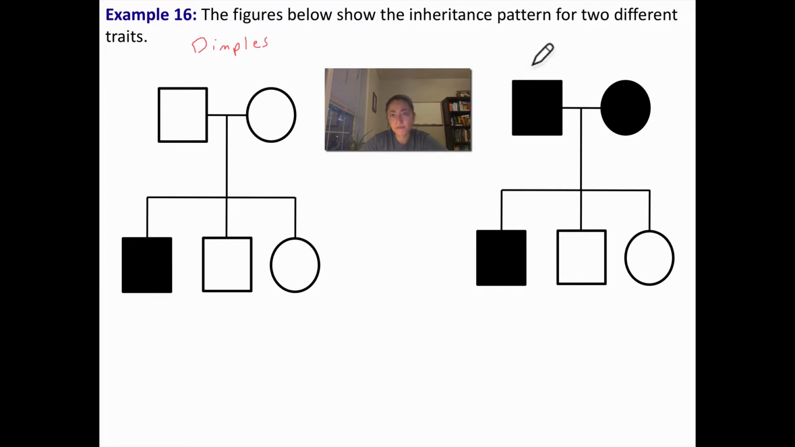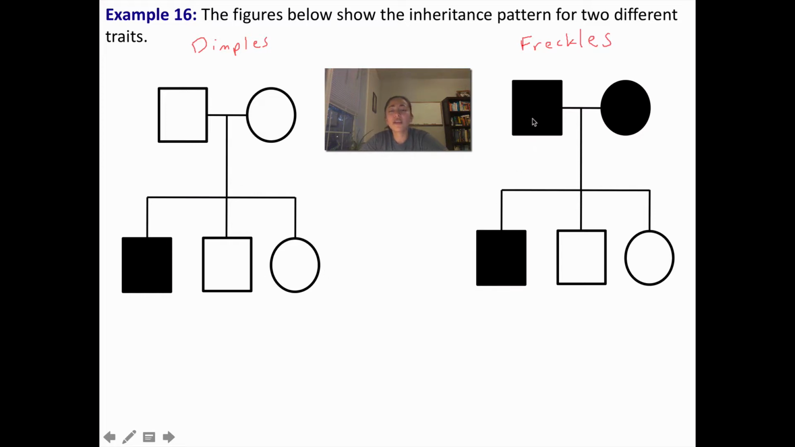And here we're looking at freckles. So I just picked some random traits, and it could be anything. So what do we know here? Well, we know in this left one that this son here has dimples. And we know that because he's shaded in. So every individual that's not shaded in doesn't have dimples.